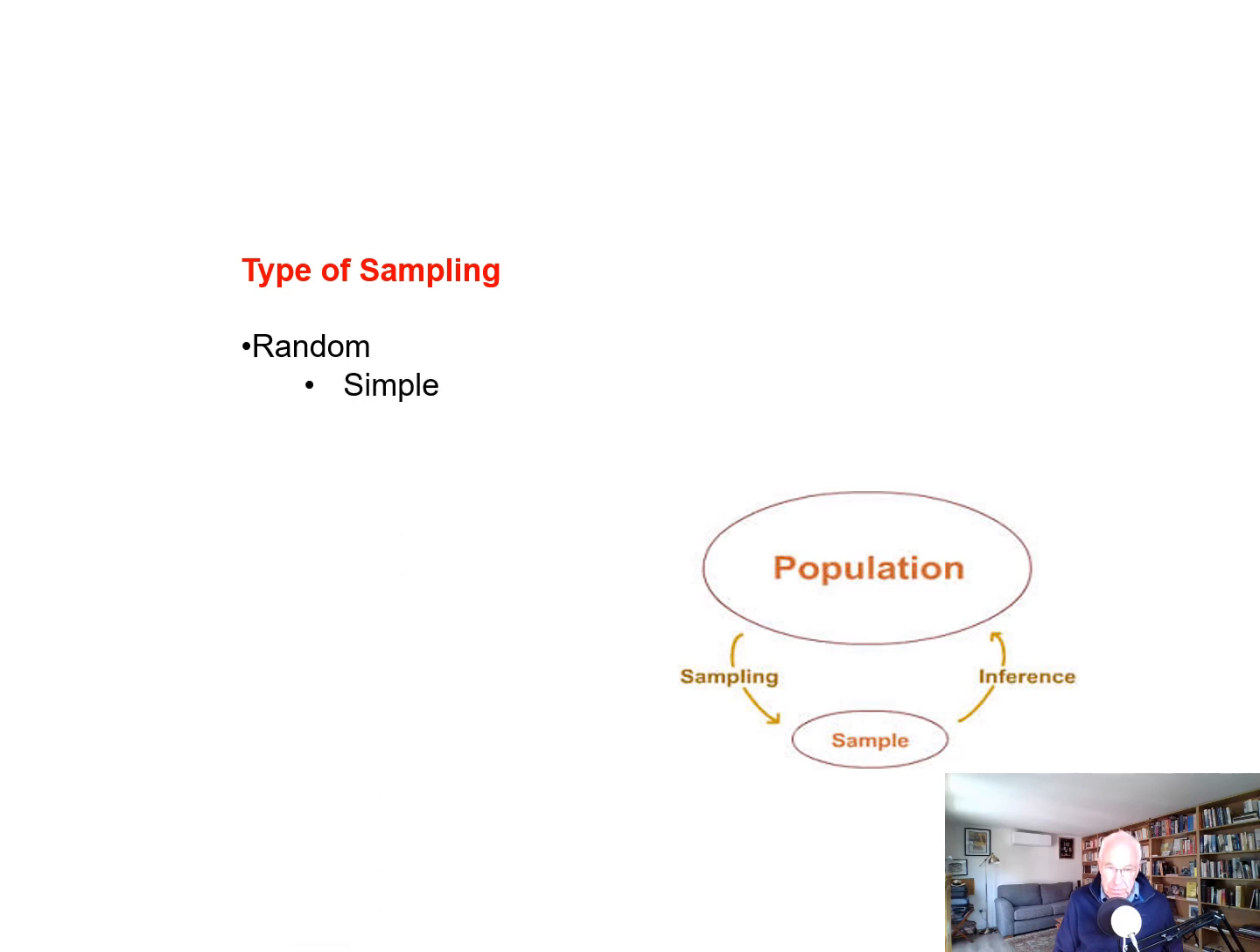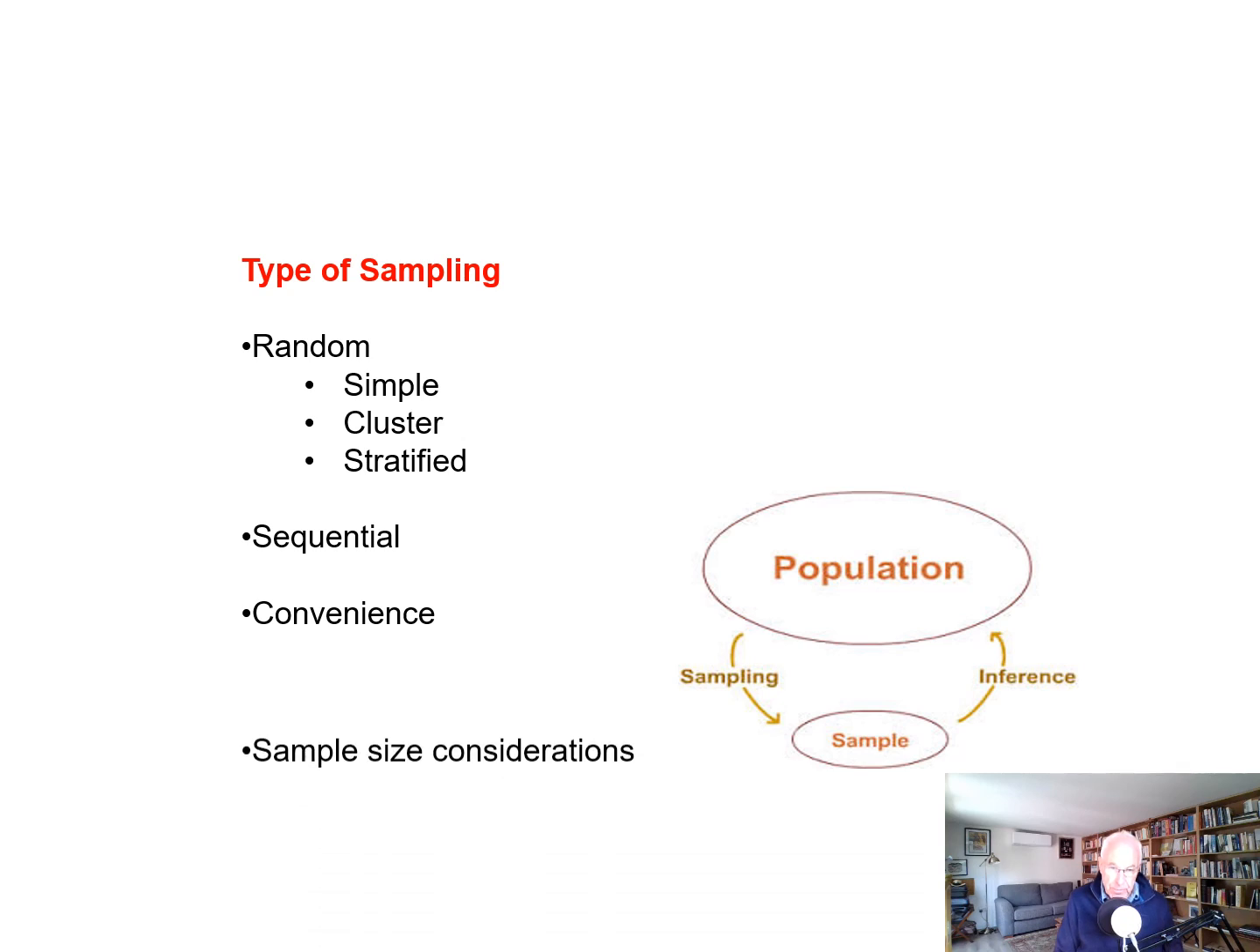So random, simple, cluster, stratified, for example. There are other types of randomization these days. You need to be clear and describe what you've done. It could be sequential or convenience, for example. And you must mention the sample size considerations. You must say how you decided on that sample size. Now, for quantitative work, that's easy. It's done by power analysis. For qualitative, it's not so easy, but you do need to make some statement about how you decided to stop collecting data.